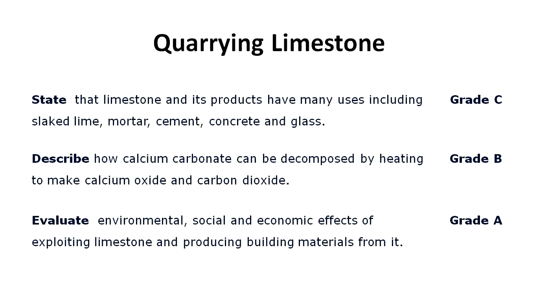To achieve a grade B, you need to be able to describe how calcium carbonate can be decomposed by heating to make calcium oxide and carbon dioxide. And to achieve a grade A, you need to be able to evaluate environmental, social, and economic effects of exploiting limestone and producing building materials from it.